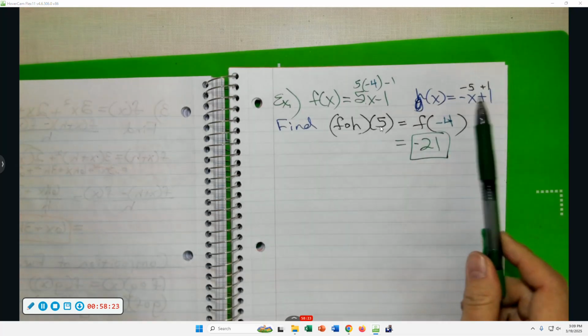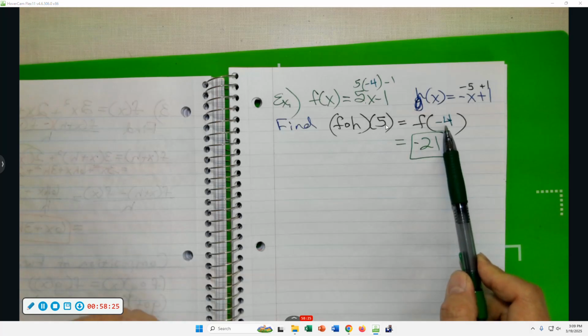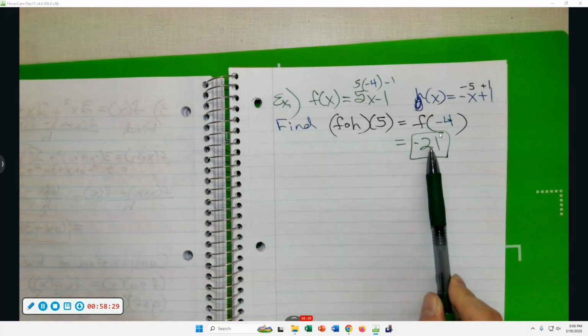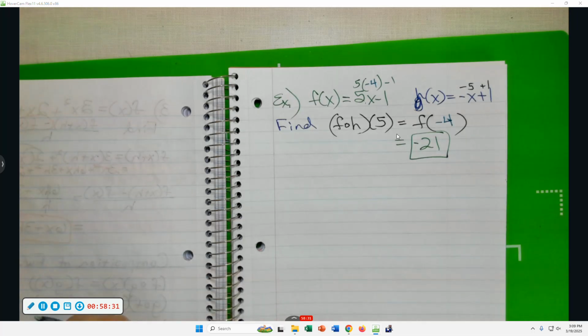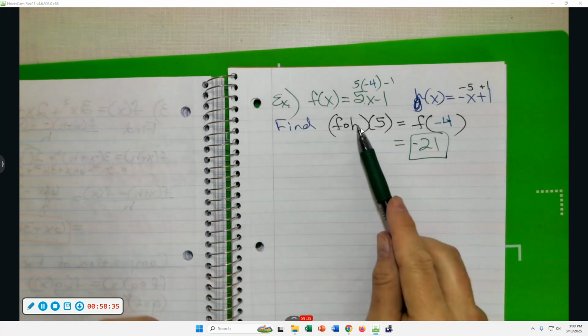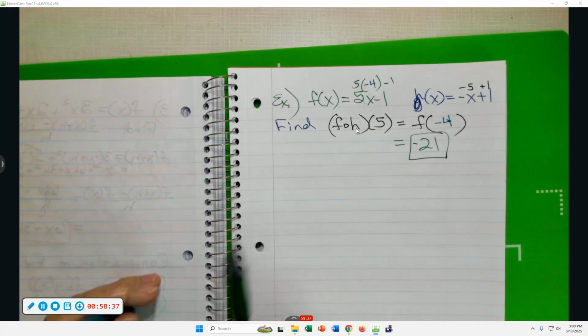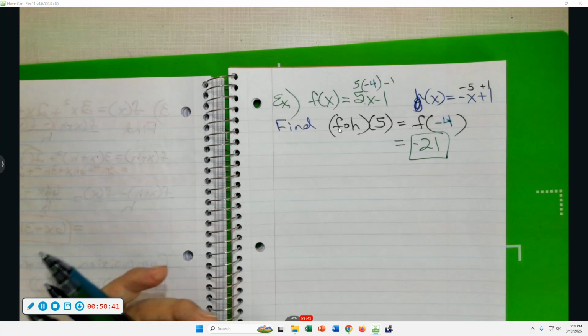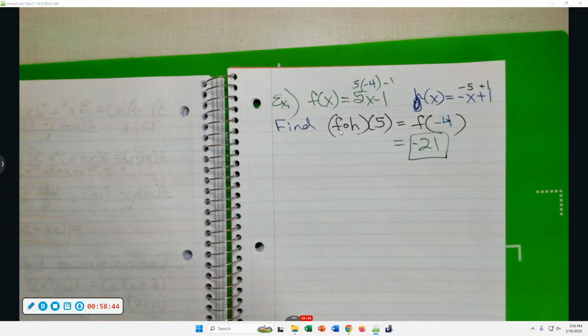5 went into H. That gave us a negative 4. Negative 4 went into F. That gave us a negative 21. Take the number in the parentheses, plug it into the function beside it, H. Whatever you get, plug it into the function that's beside the H. Any questions there?